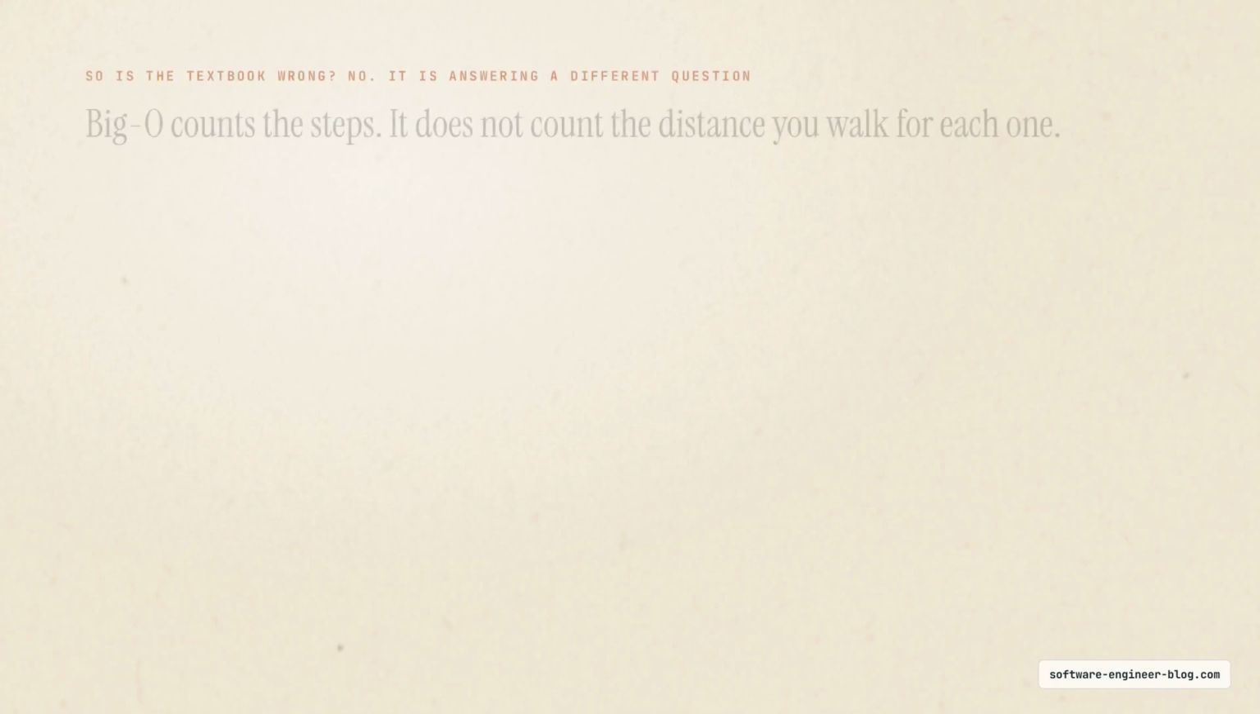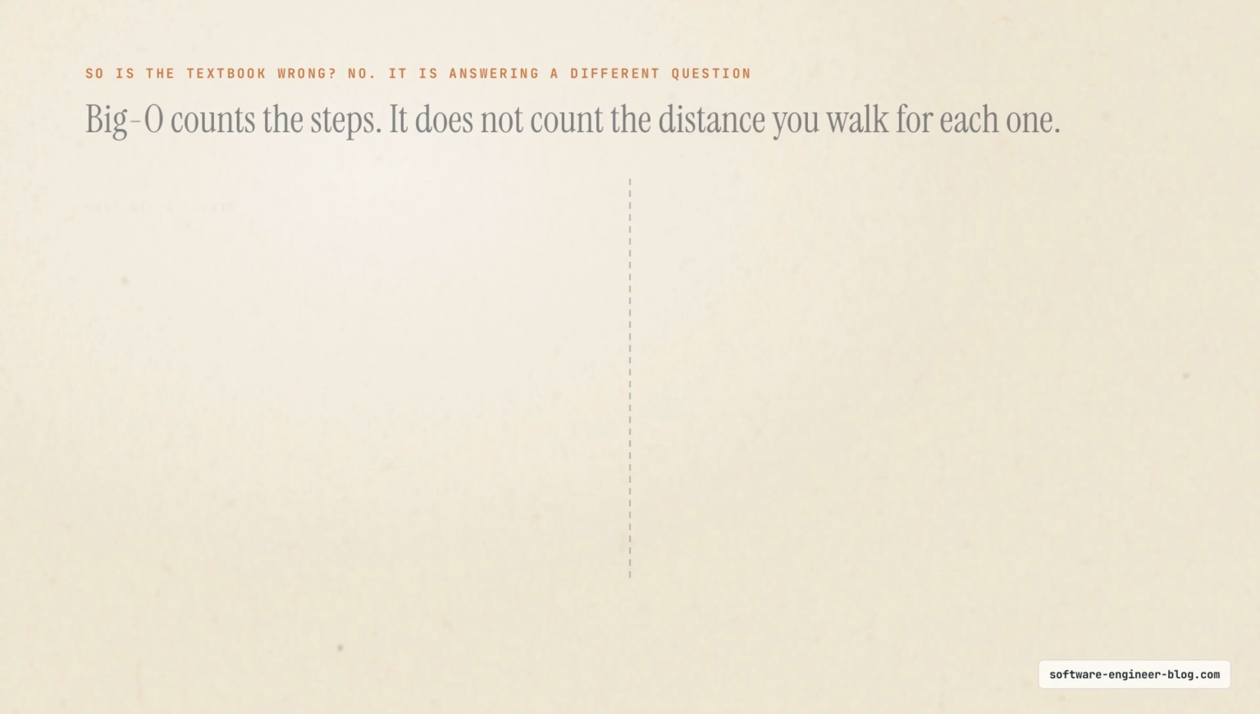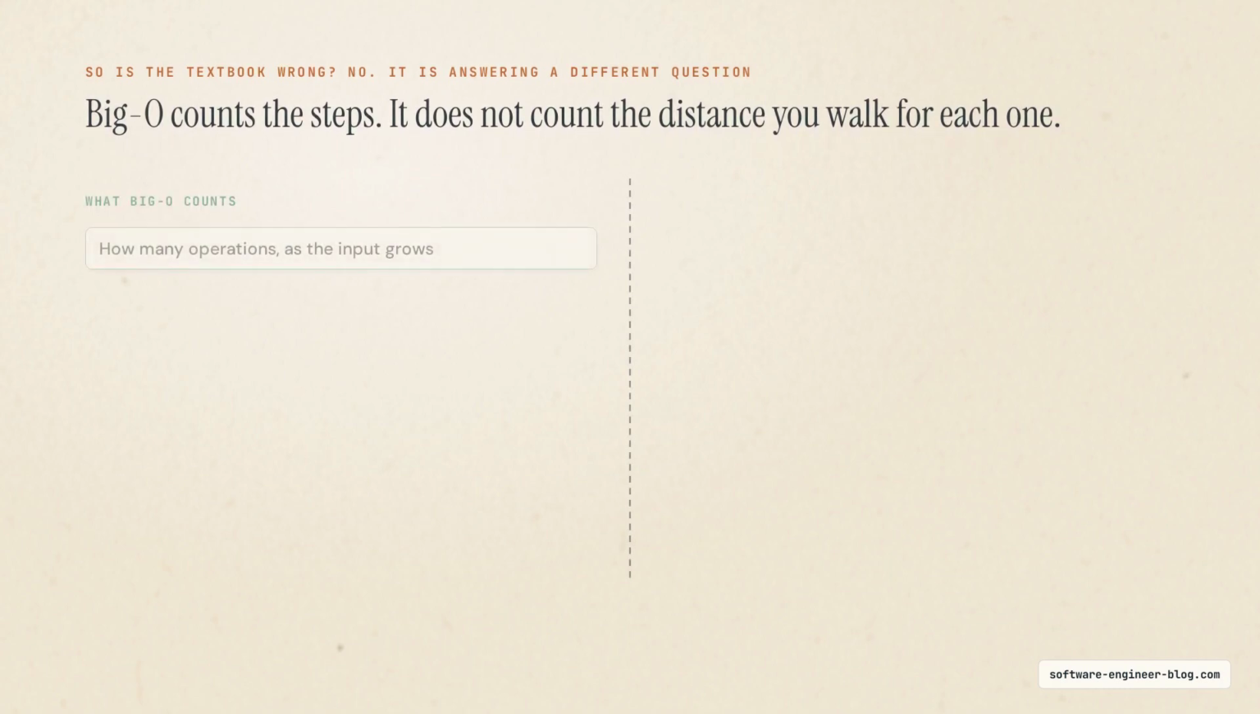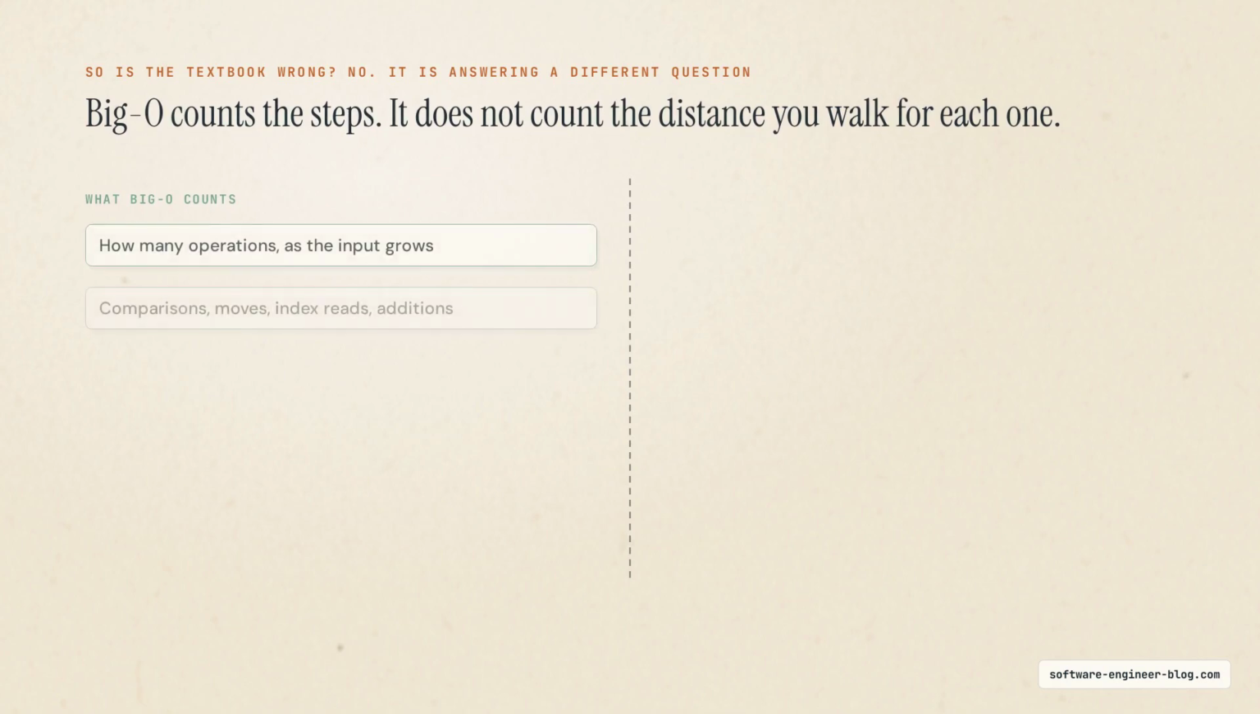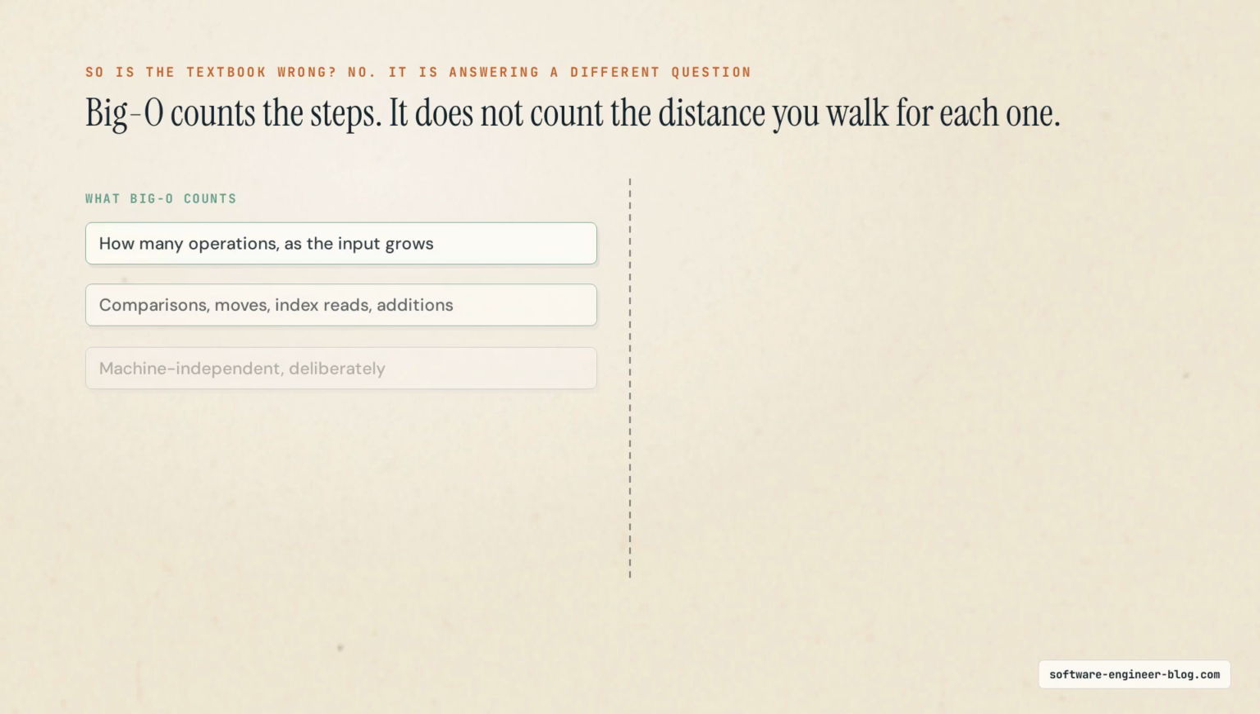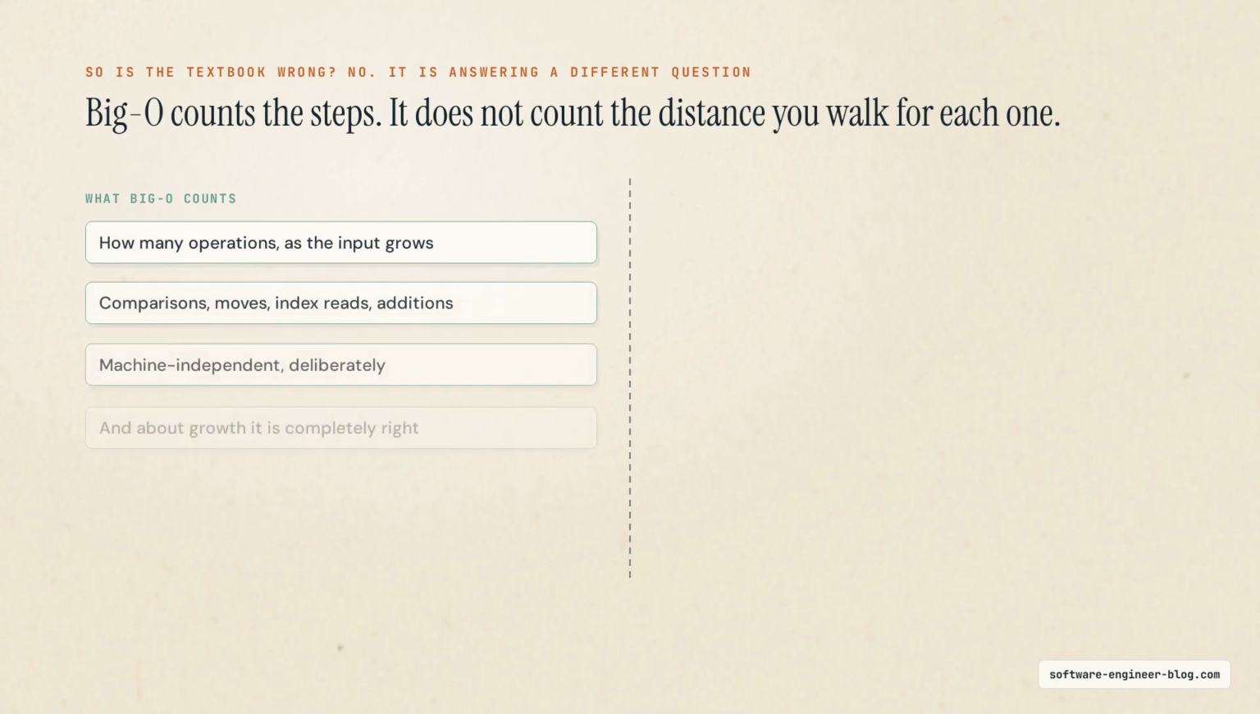So is the textbook wrong? No, it is answering a different question. Big O counts how many operations you do as the input grows. Comparisons, moves, index reads, additions. It is machine independent on purpose, and about growth it is completely right. Both of those walks really are O of n.